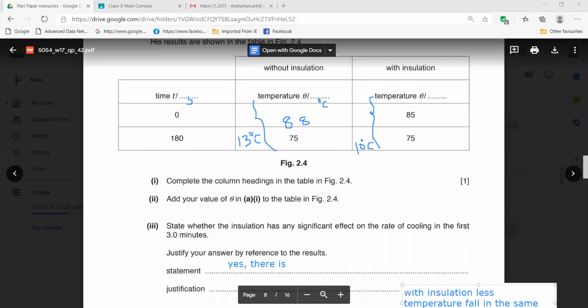Is it clear now? Yes, sir. Any confusion, anyone? No, sir. Okay. So you are taking the notes. Are you writing the notes? Yes, sir. Yes, thank you.